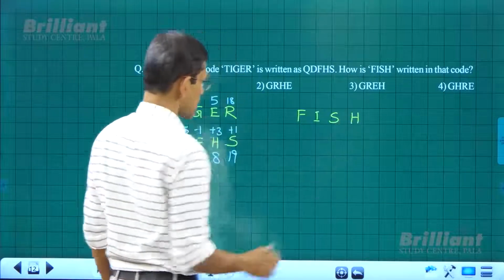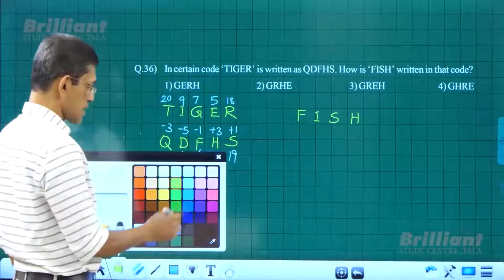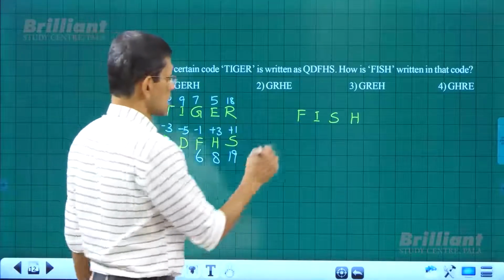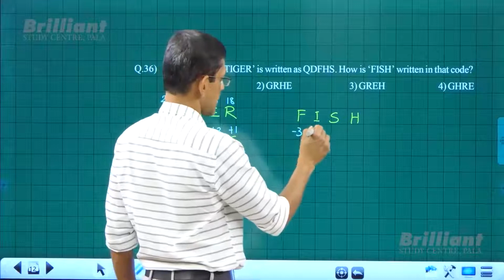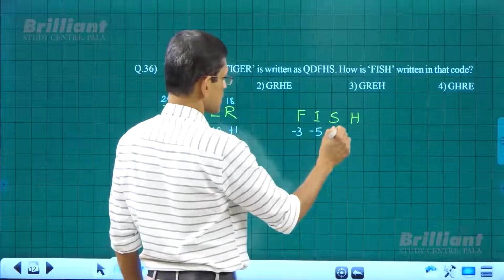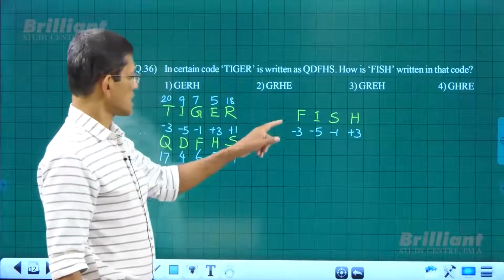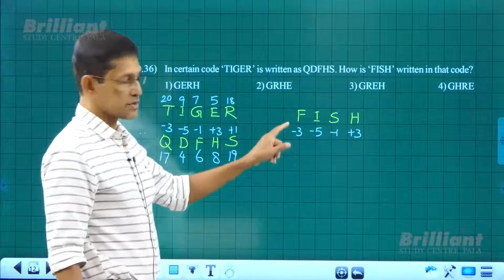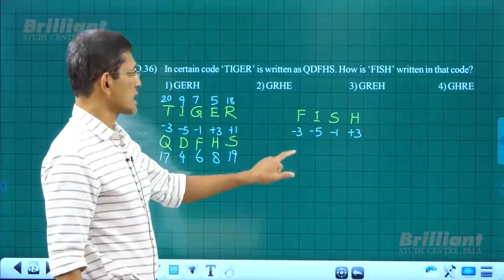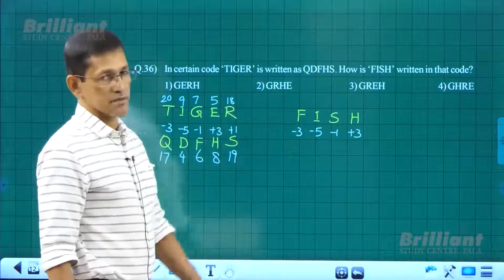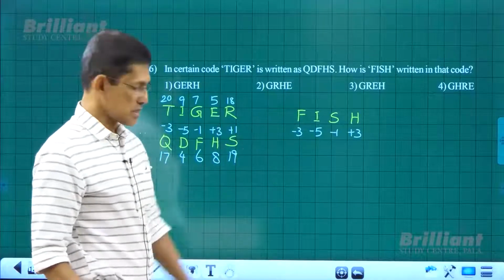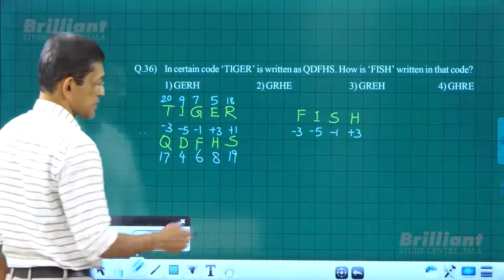If you apply the same pattern as minus 3, we'll try that. Minus 3, minus 3, minus 5, and minus 1 plus 3. So when you do that, what you get is F minus 3. F is 6, 6 minus 3 is C. And we don't have any answer choice starting from C. So that possibility doesn't work for us. So we have to think about something else.